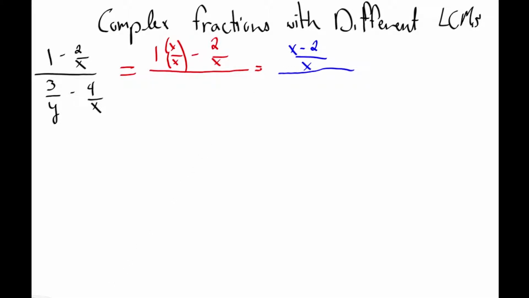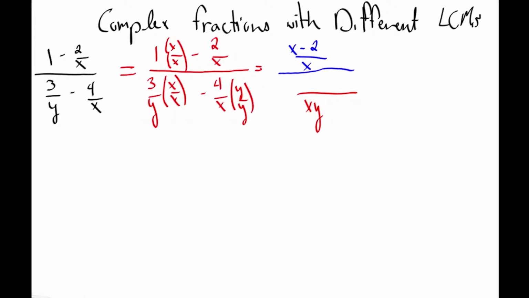Now let's look at the denominator a little bit more closely. 3 over y minus 4 over x. Our common denominator for both of those is going to end up being xy. That's our LCM. What's the 3 over y missing? Well, it's missing an x, so I'm going to multiply by x over x. What's the 4 over x missing? Well, it's missing a y, so I'm going to multiply by y over y.